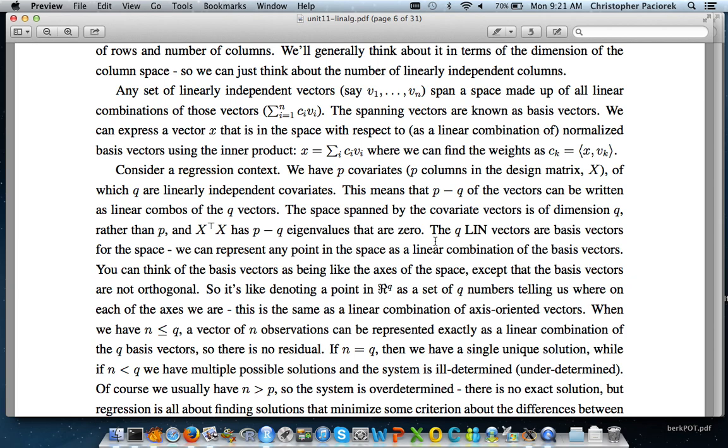And what happens when I compute X transpose X is I get a p by p matrix, and I'm going to get q non-zero eigenvalues. Depending on how many redundant columns I have, that's going to correspond to eigenvectors of this matrix that have eigenvalues that are zero. So in many contexts, we're going to have p linearly independent vectors. X transpose X is going to have p non-zero eigenvalues. It's going to be invertible, et cetera, et cetera.